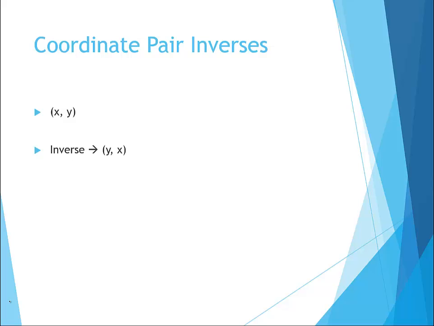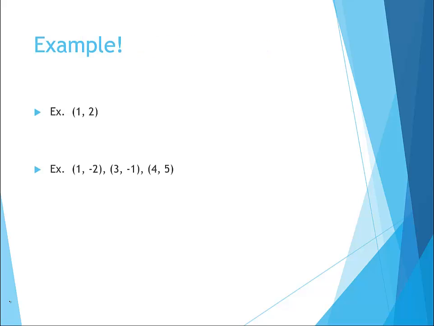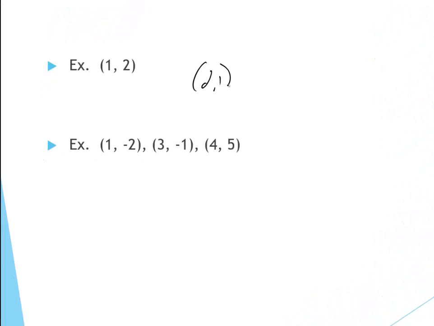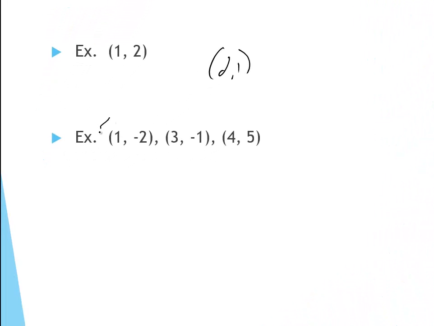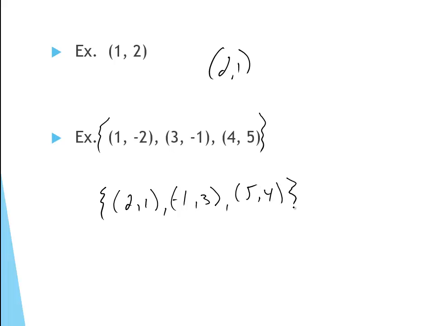You're given x, y, the inverse is just y, x. Example. So (1, 2), the inverse would just be (2, 1). And then we have a set of coordinate pairs. So that's going to be the inverse: (2, 1), and then (-1, 3), and then (5, 4). That's the inverse. Just switch x and y.